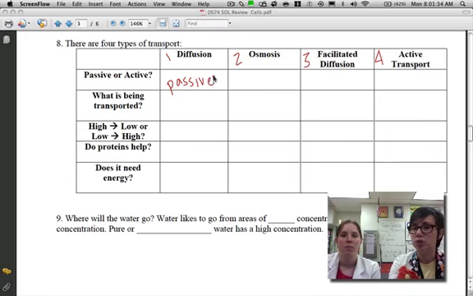Requires no energy whatsoever. So if I sprayed perfume in this part of the room, eventually it would make its way to the other part of the room, even without me giving it any energy, because things like to be equal, so they like to move from high to low. So let's go ahead and label that diffusion happens from high to low.